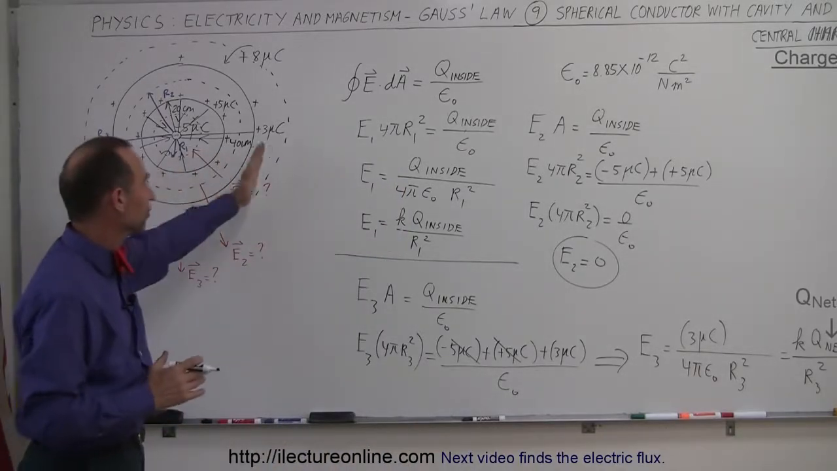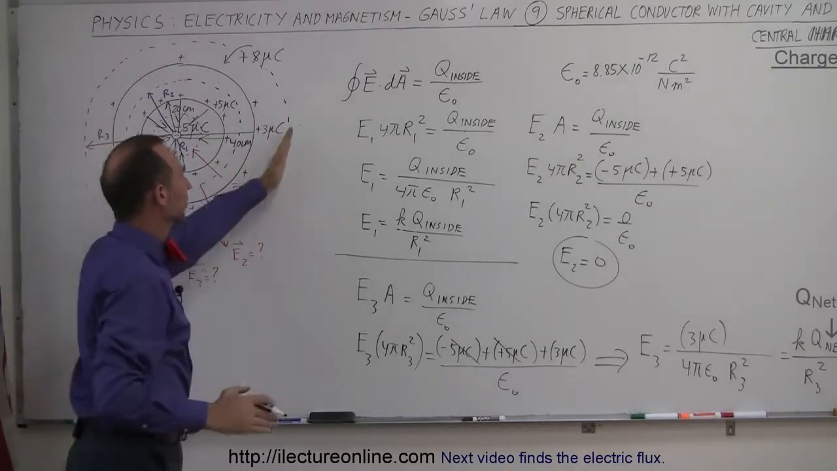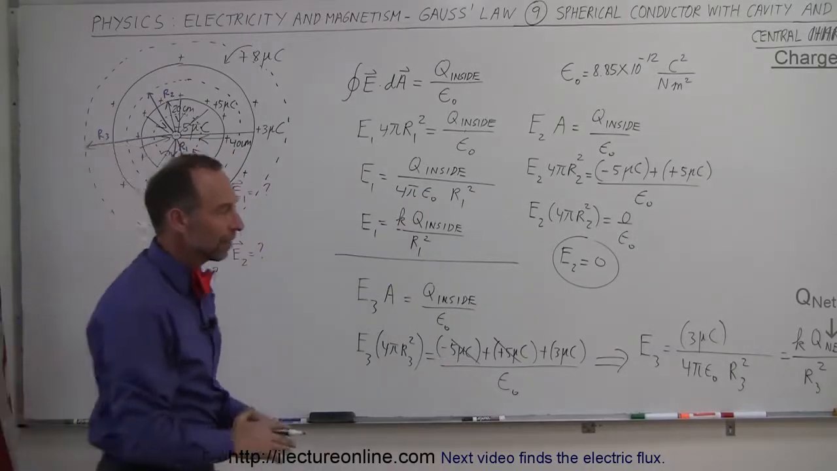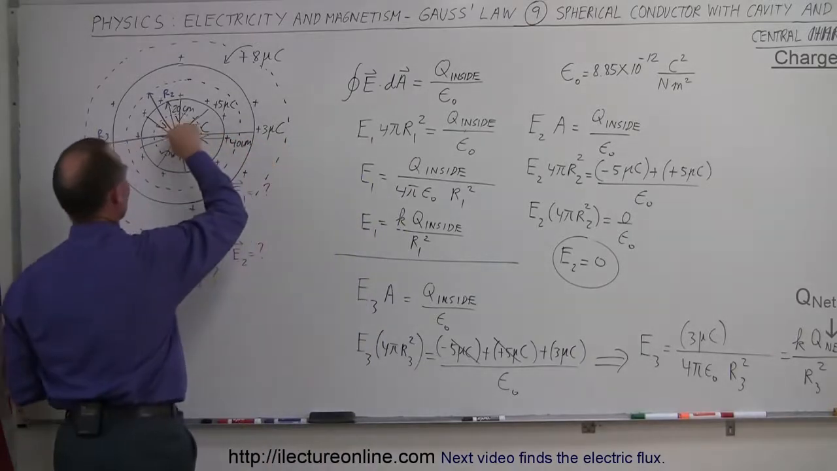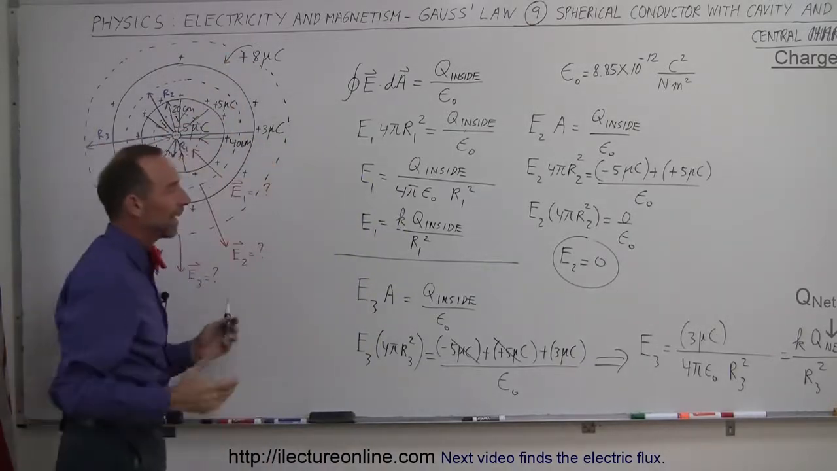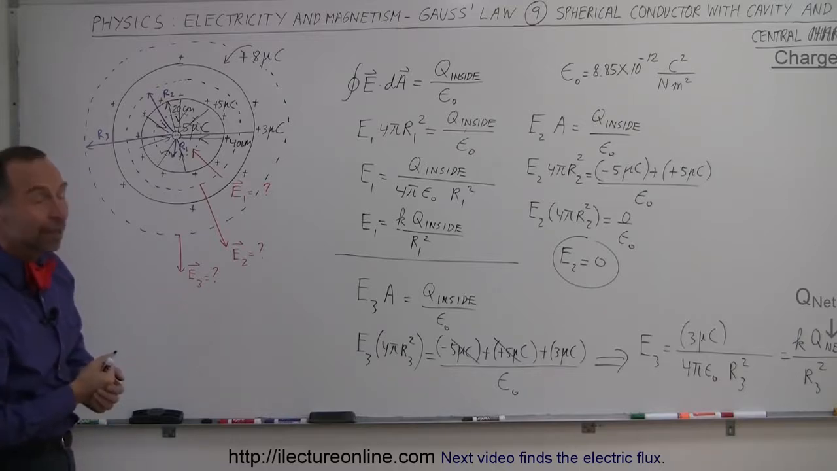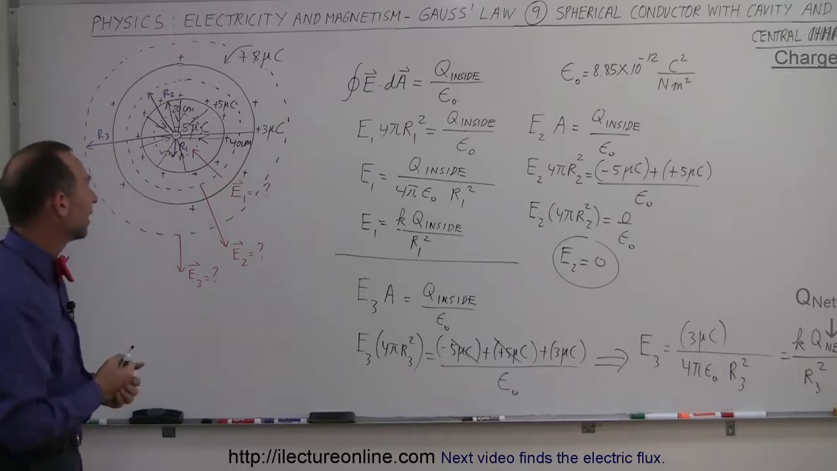And if you're far enough away from the outside of the conductor, right here, we can say that that will be the electric field. Q net is simply the total charge on all the objects inside the surface, which means the minus 5 microcoulombs and the 8 microcoulombs that was added. Net charge of 3 microcoulombs. And that's how we do that for the 3 regions of a spherical conductor with a charge inside the cavity.